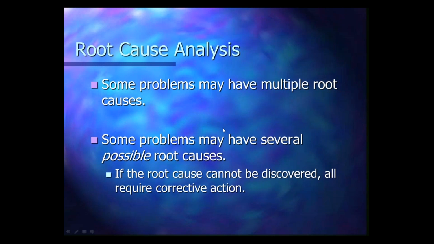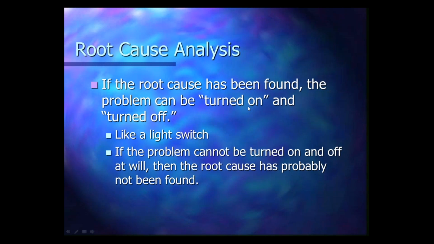It's possible that a problem may have multiple root causes or several possible root causes. And if you're unsure what the true root cause is, or if there are multiple root causes, all require corrective action. How do you know if you have the right root cause? Well, if you have the correct root cause, the problem should be able to be turned on and off, just like a light switch. If the problem cannot be turned on and off at will, then the root cause has probably not been found. So I'm going to introduce another example here.